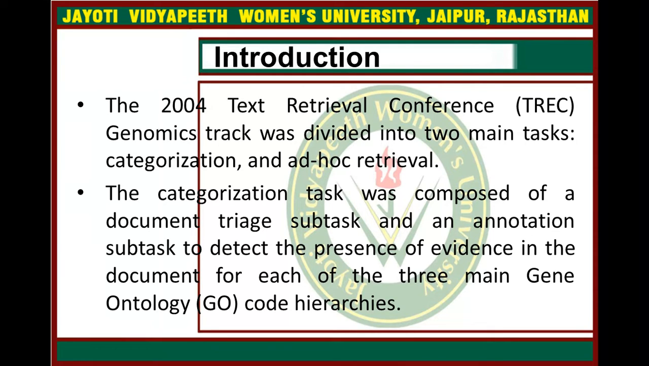The 2004 Text Retrieval Conference, that is TREC Genomics track, was divided into basically 2 main tasks: categorization and ad hoc retrieval. Okay, so the categorization task was composed of a document triage subtask and an annotation subtask to detect the presence of evidence in the document for each of the 3 main Gene Ontology GO code hierarchies.